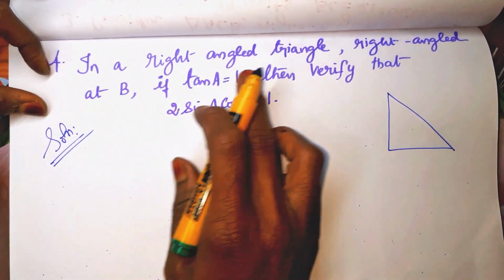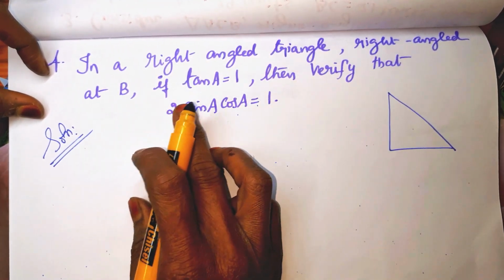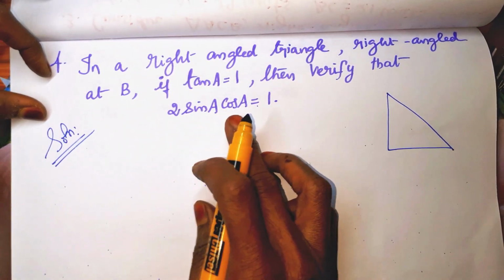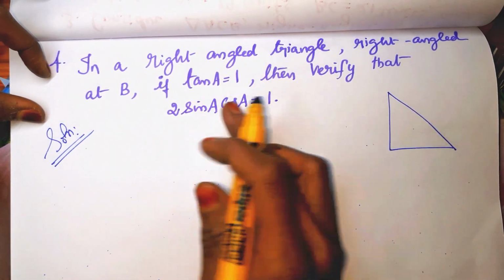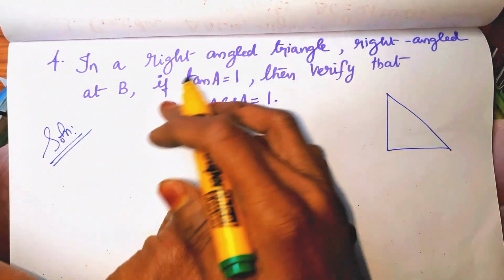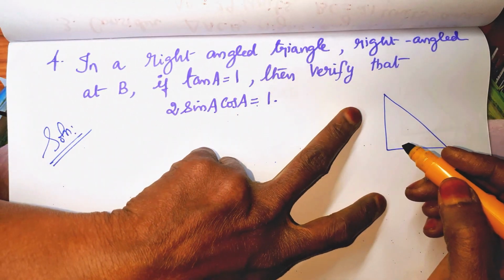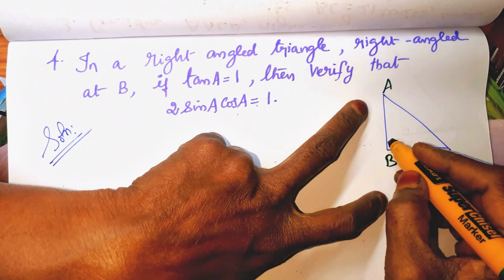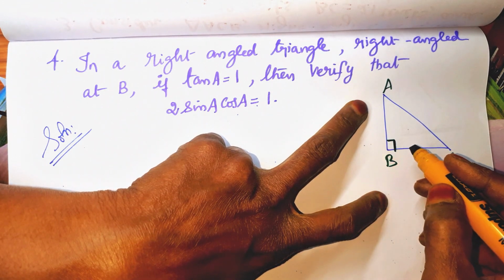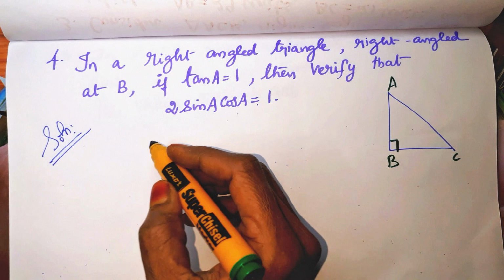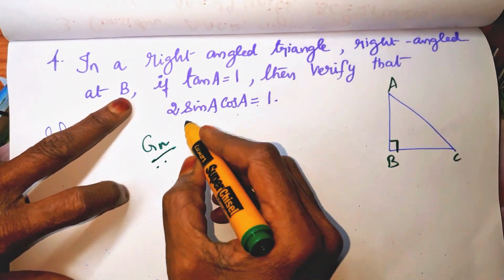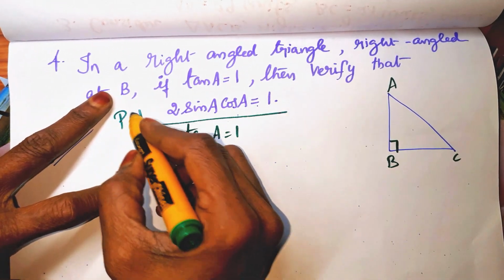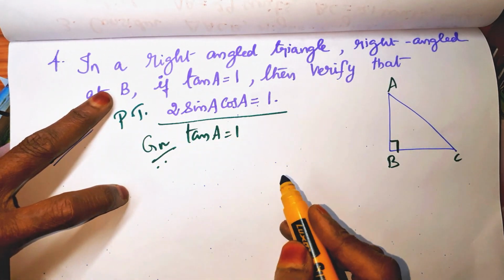Next problem. In a right angle triangle, right angled at B, if tan A is equal to 1, we are going to verify 2 sin A cos A is equal to 1. So right angle is given at the vertex B. First we have to draw the triangle ABC, and it is given here only we have 90 degrees. It is given tan A is equal to 1, and this one only we are going to prove.